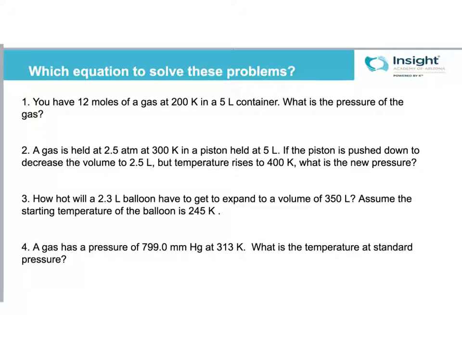So, first one, you have 12 moles of gas, 200 Kelvin in a 5-liter container. What is the pressure? If you haven't already, pause and try this on your own, but to me, this is what tells me which equation I need to use. This is a PV equals nRT, or ideal gas law, problem. It's the only one that has moles in there.